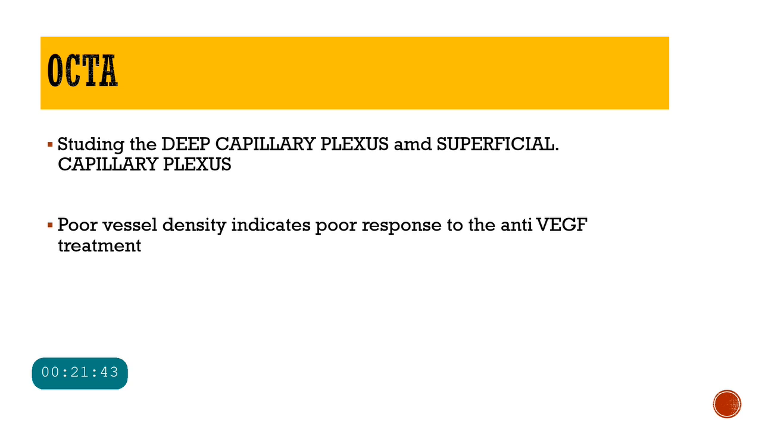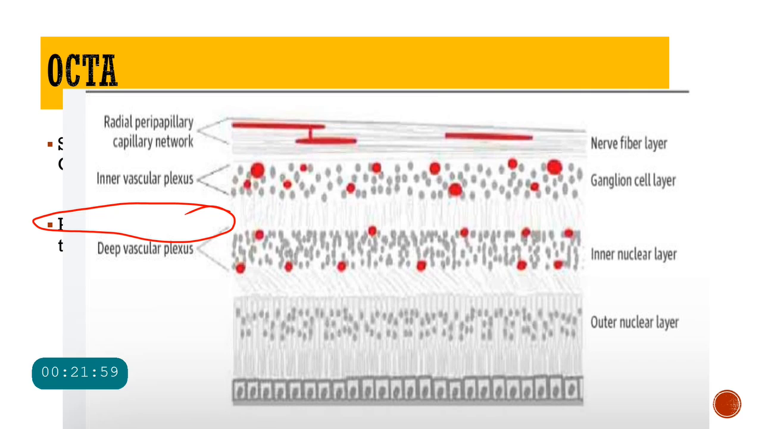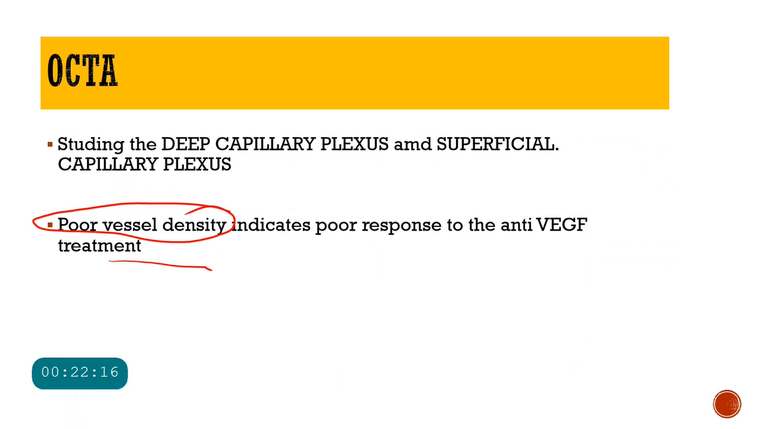Then we can also do an OCT angiography, and we can study the deep capillary plexus and superficial capillary plexus and what the density of these plexuses is. Whenever we have a poor vessel density, it basically indicates that the response to anti-VEGF will also be poor. In this picture, you can see the deep and the superficial capillary plexus. The deeper ones are present in the inner nuclear layer, and the superficial ones are present more superficially. OCTA will tell you about these deep and superficial vascular plexuses in detail, and whenever the density of these vessels is decreased, they will have poor response to anti-VEGF.